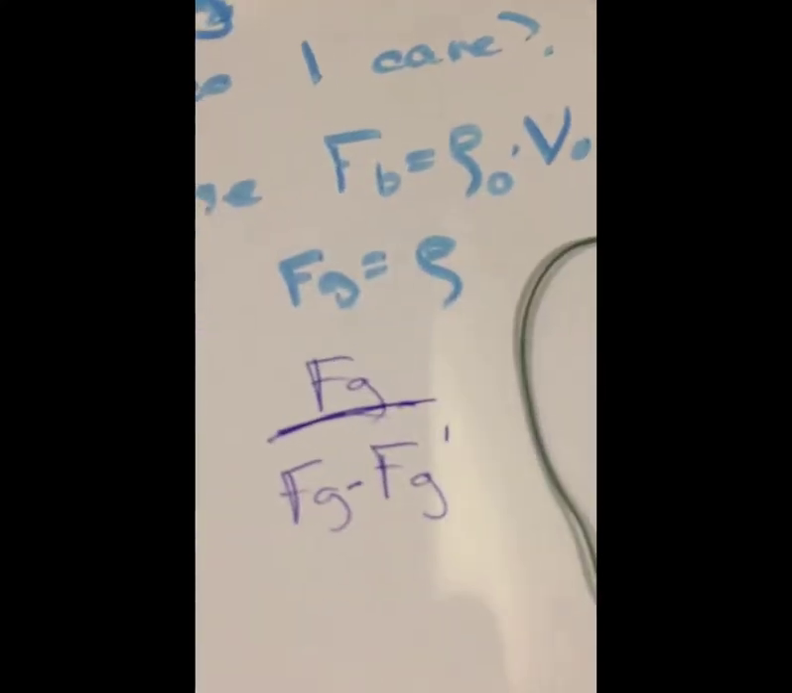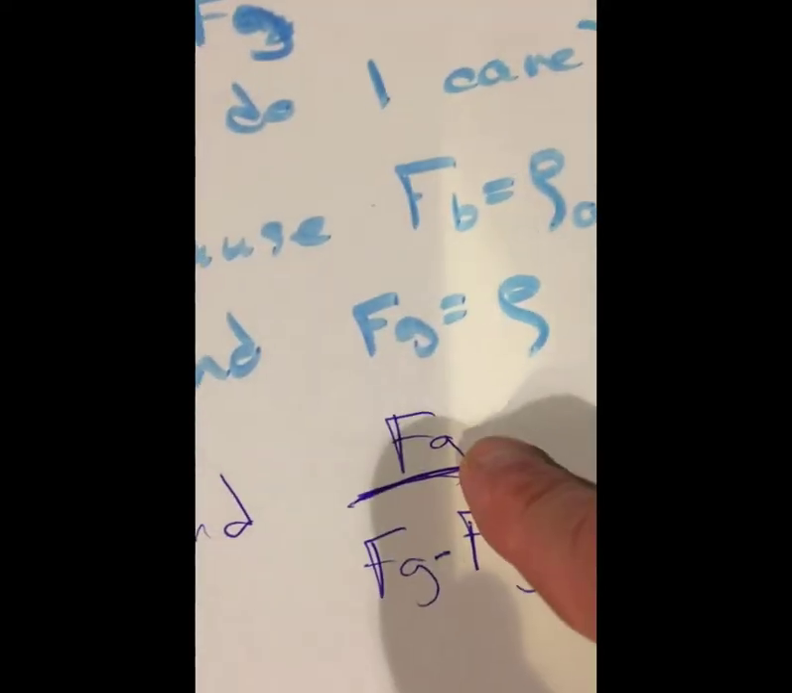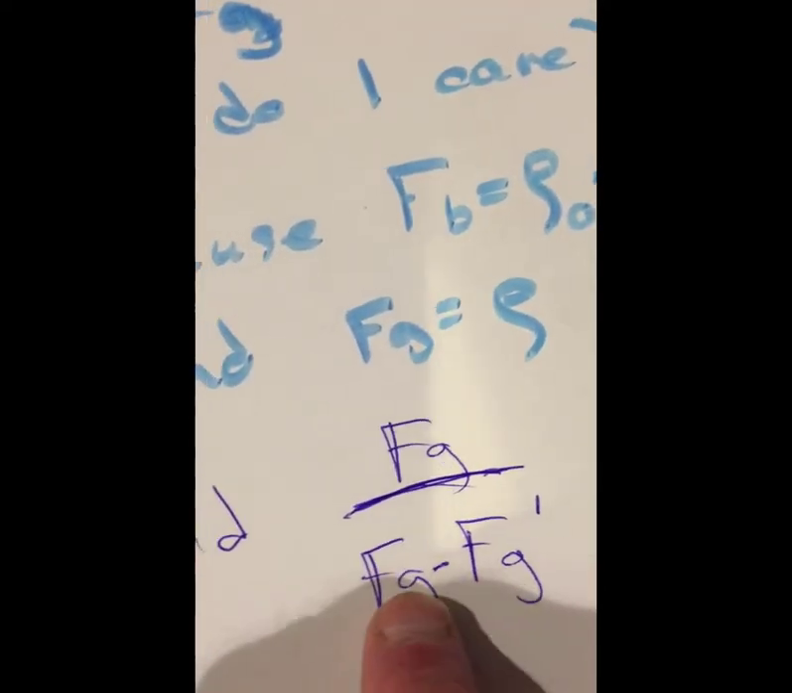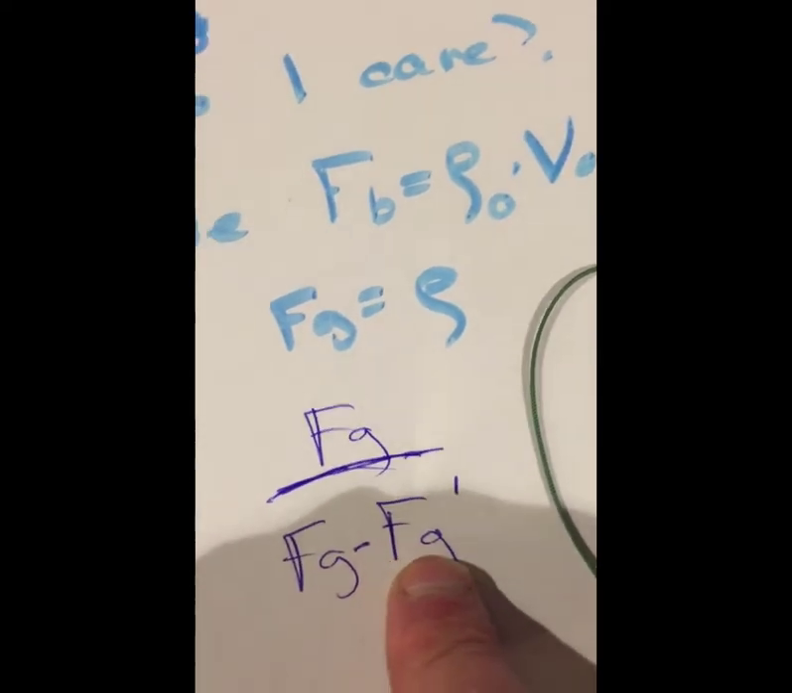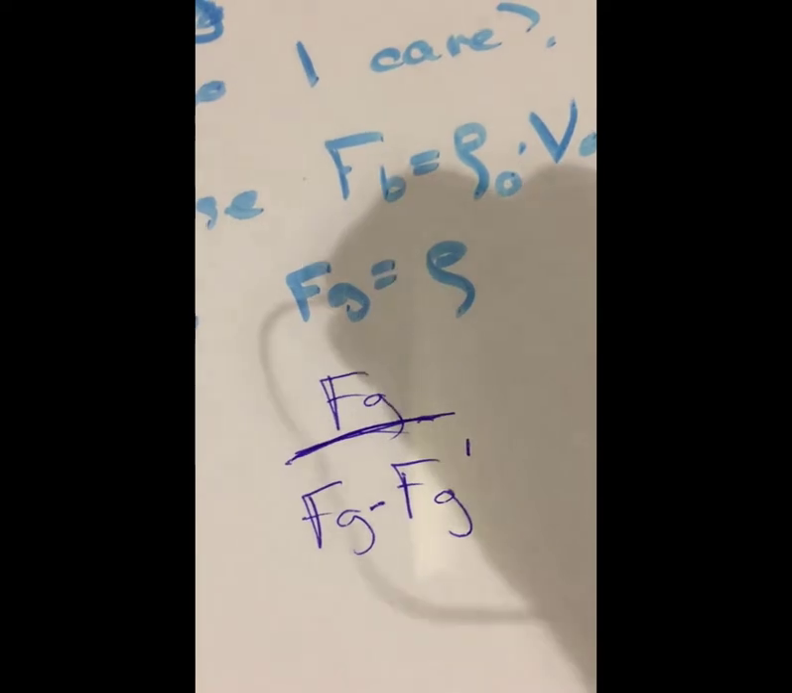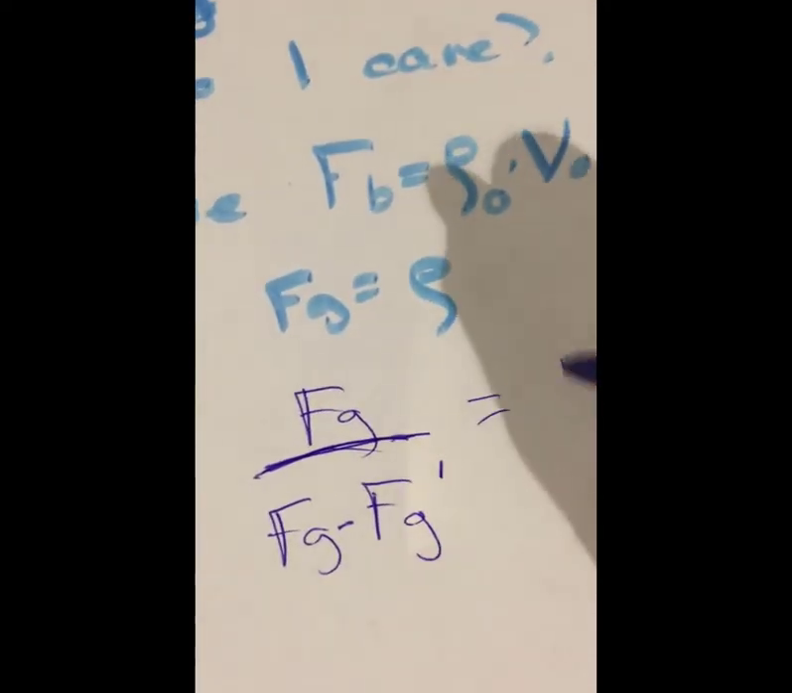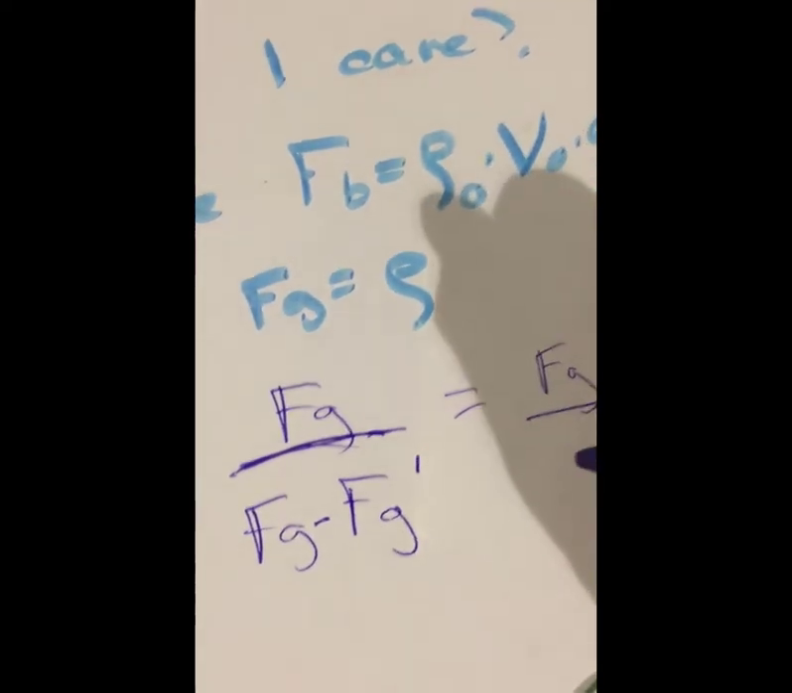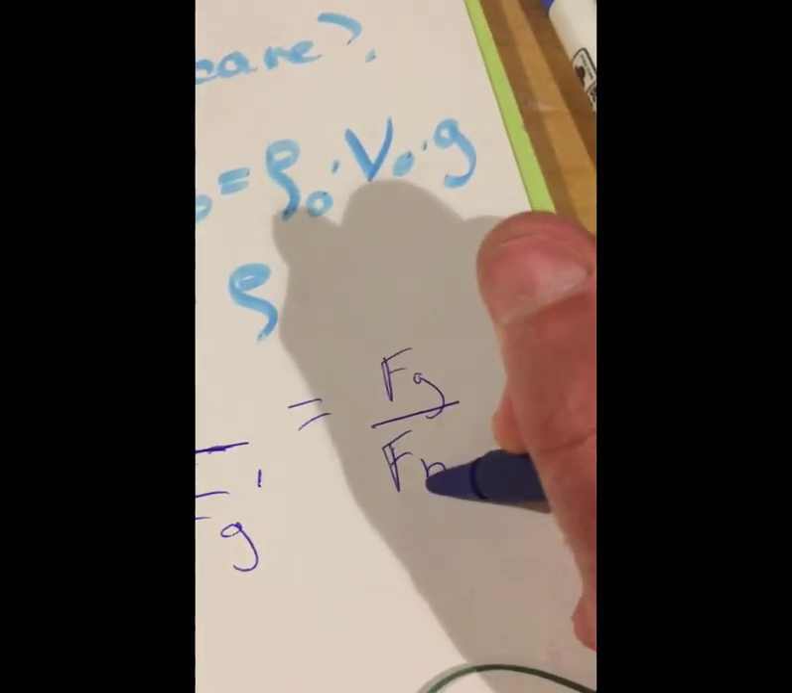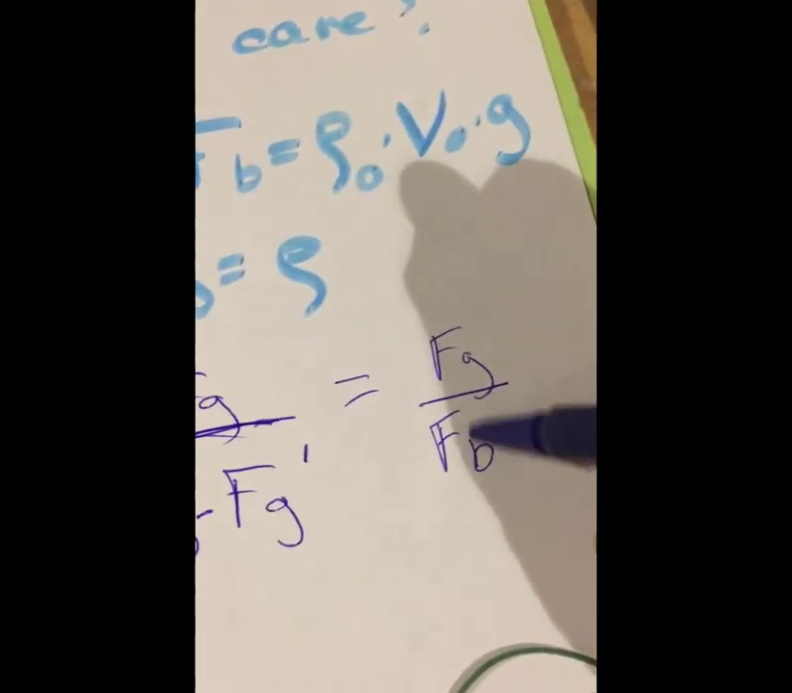So what do I do now, you ask? Well, here's the process. I want to weigh the object, divide it by the weight of the object minus the apparent weight of the object, which I'll call Fg prime. That's the weight of the object when it's in the water. The reason I want to do that is because this is equal to Fg on top, and on the bottom it's the buoyancy force. Fb is equal to the weight of the object minus the apparent weight of the object.